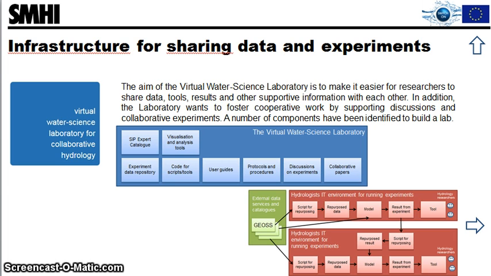The two red rectangles in this picture represent the internal environment of two research teams. In their internal environments, they have a lot of scripts and tools for experimenting and hydrological modeling. The green rectangle represents external data sources, which are frequently used by the research team to download data. In the presentation, we will show how the blue rectangle, the Virtual Water Science Laboratory, can aid the researchers to collaborate around the data and the experiments.